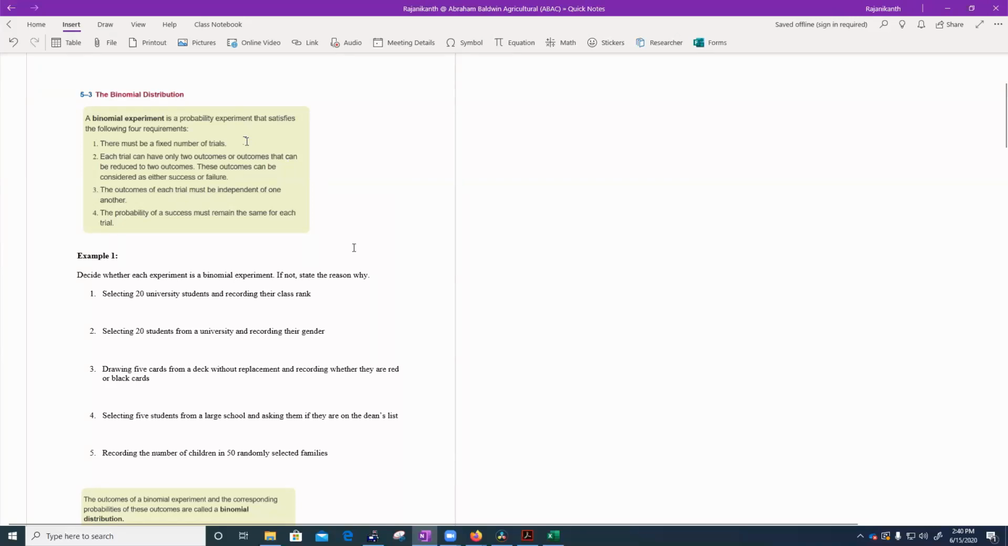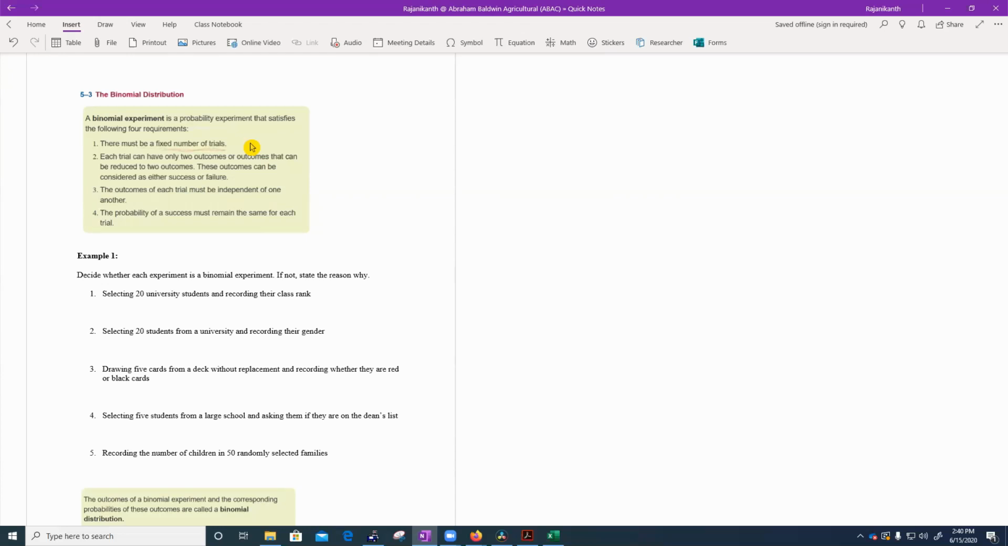Okay, so this is 5.3, the binomial distributions. A binomial experiment is a probability experiment, of course. It has these four properties. The first property is that if the given experiment is binomial, there should be a fixed number of trials.